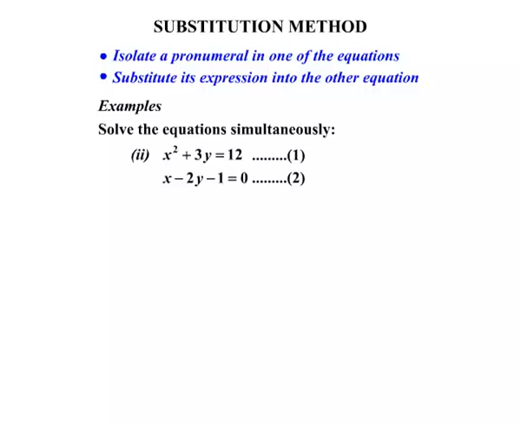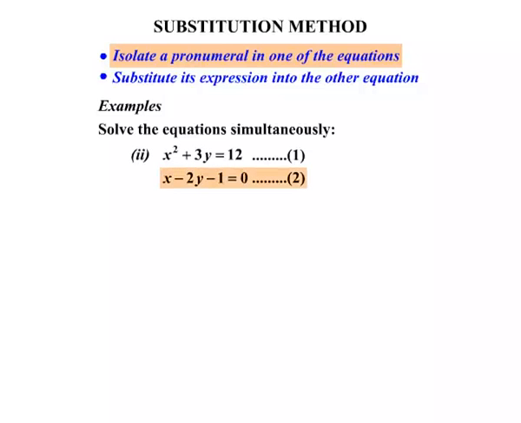Our second example now: x squared plus 3y equals 12. That's equation 1. And equation 2, x minus 2y minus 1 equals 0. Well, we can see here we haven't got in either equation any of the pronumerals isolated. So if we concentrate on equation 2, we'll try to get that x by itself. To do that, we'll need to move every other term to the other side, because we need to isolate that x.